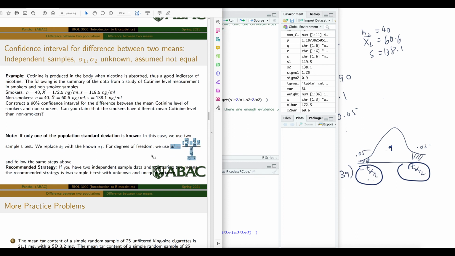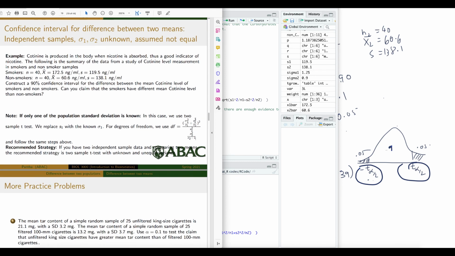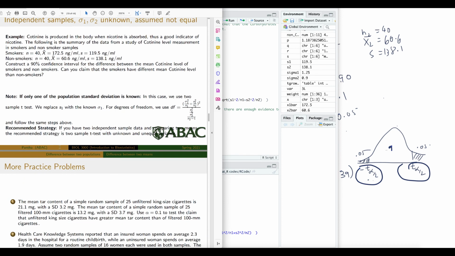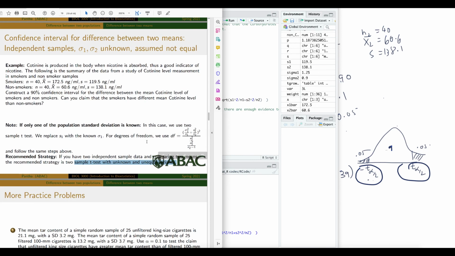We use the same degrees of freedom formula and exactly the same technique, only s1 square is replaced by sigma 1 square. Okay, and follow the same steps. The recommended strategy, if you have two independent sample data and are comparing two means, is the two sample t-test with unknown and unequal variance. This is the best method if you are comparing two samples with unknown variances.